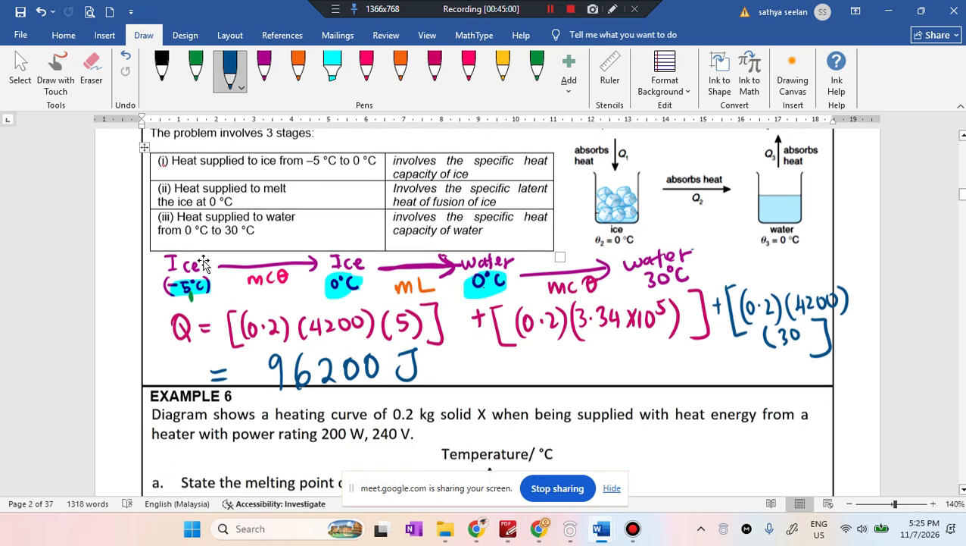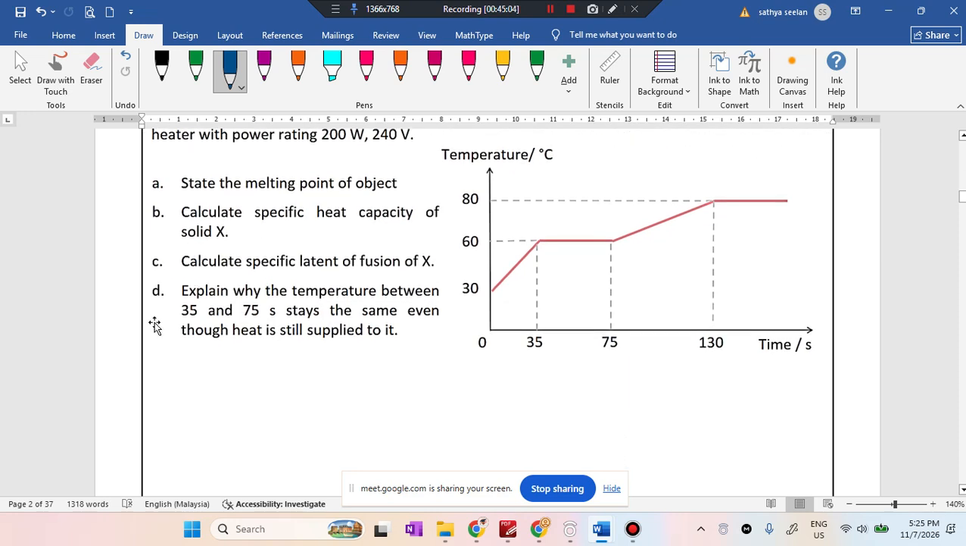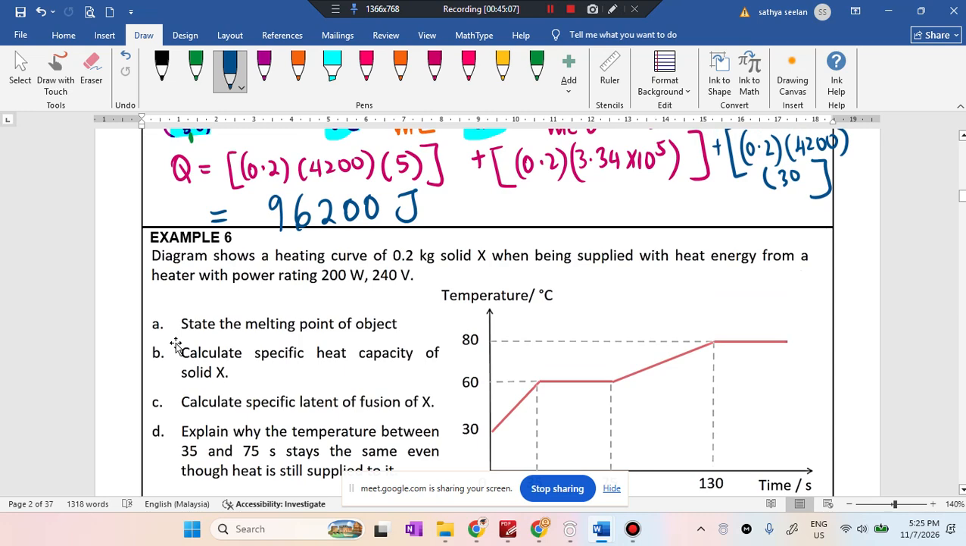Okay, final question for the calculation part. Okay, this one. Kita kena tengok dekat sini. Okay, this is 0.2 kg solid X when being supplied with the heat energy from the heater at 200 watt. So, dia dah bagi guna heater kan, jadi Q equal to PT memang ada lah.